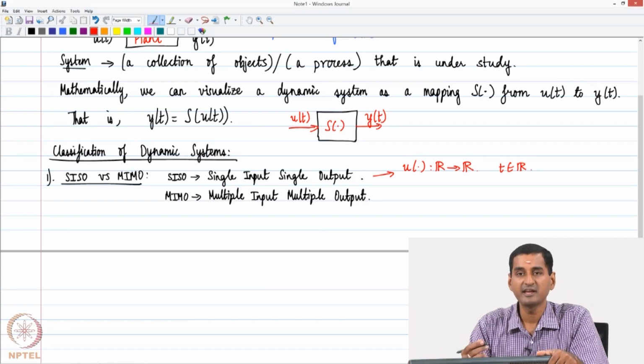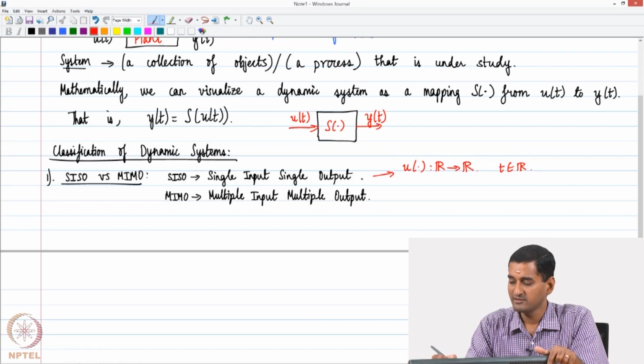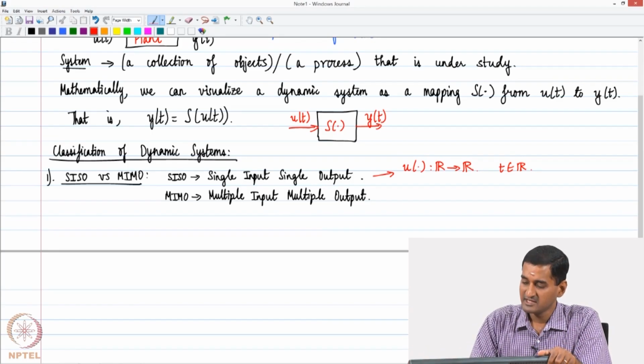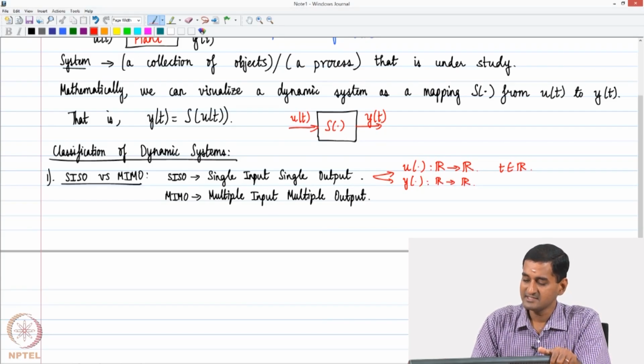So essentially we take time and the input is a function of time. In the case of a single input single output system, the input u is a scalar valued function of time. So u would be a scalar valued function of time, right. That is why we are writing it in this form, and similarly the output y is also a scalar valued function of time. Okay. So that is essentially a single input single output system.